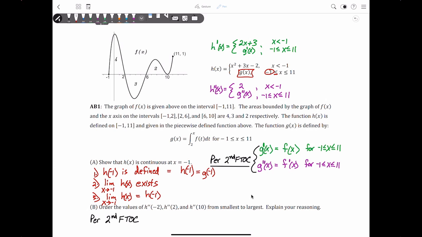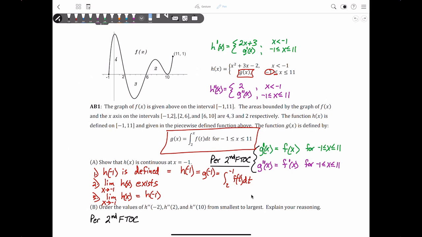So g of -1 is using this function here, this integral here. g of -1 is going to be equivalent to the integral from 2 to -1 of f of t with respect to t. And we would look at the graph for this instance. It's the area between the graph and the x-axis between 2 and -1. Now you can read this 2 different ways. You can read this starting from 2 and going backwards, which means that it's going to yield a negative answer of some kind.